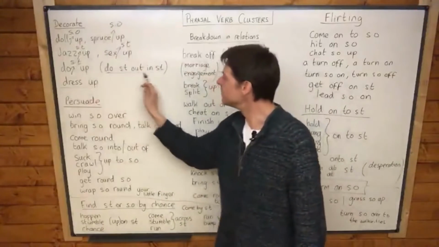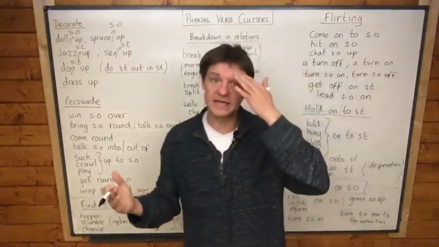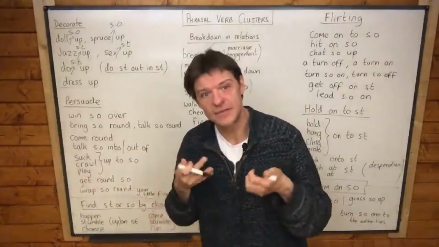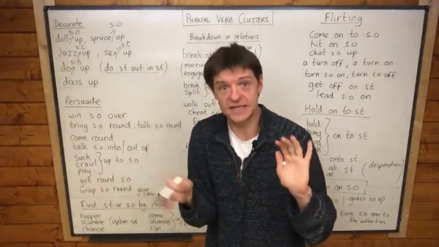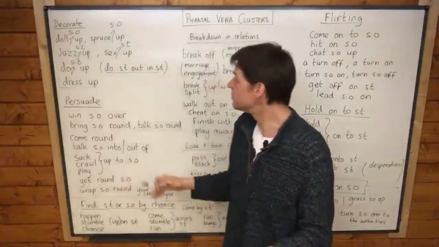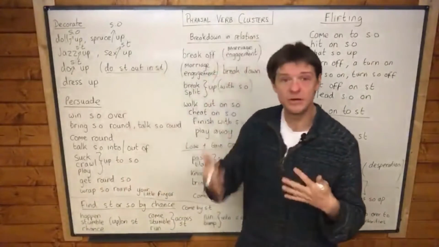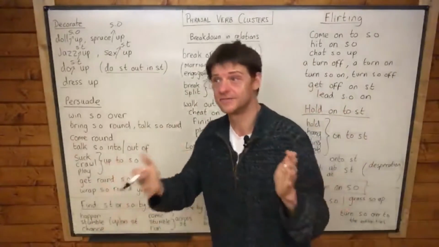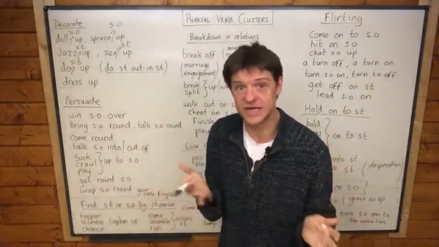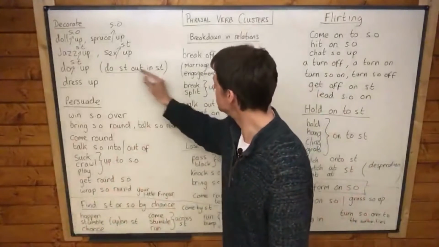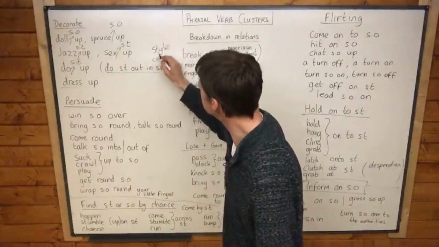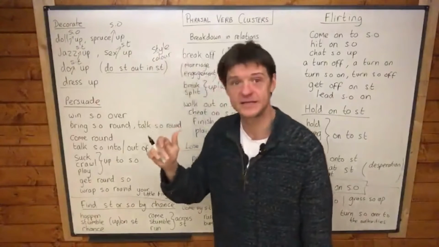Oh, and I forgot one of them actually. Do something out in. If you do your house out in a Victorian style, that means you decorate it in a Victorian style. But you can also do the room out in blue, and that means that you use the colour blue as the main colour in that room when you decorate it. So you could do this with a style or a colour, but it's also a useful one for decorate.